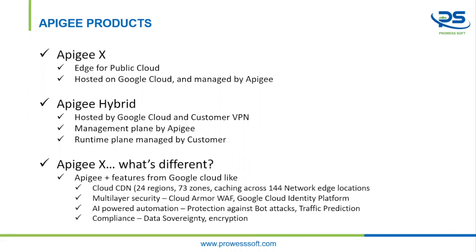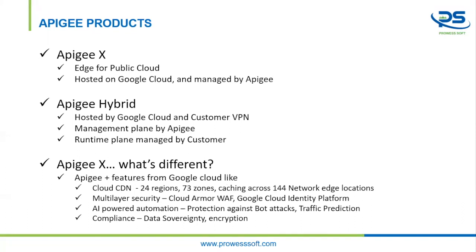This is the Edge version of Apigee for public cloud, or maybe the next version of Edge for public cloud. It is hosted on Google Cloud and managed by Apigee. The next version that you see here is Apigee Hybrid, which is still hosted by Google and also by the customer's VPN. The management plane is by Apigee and the runtime plane is managed by the customer.